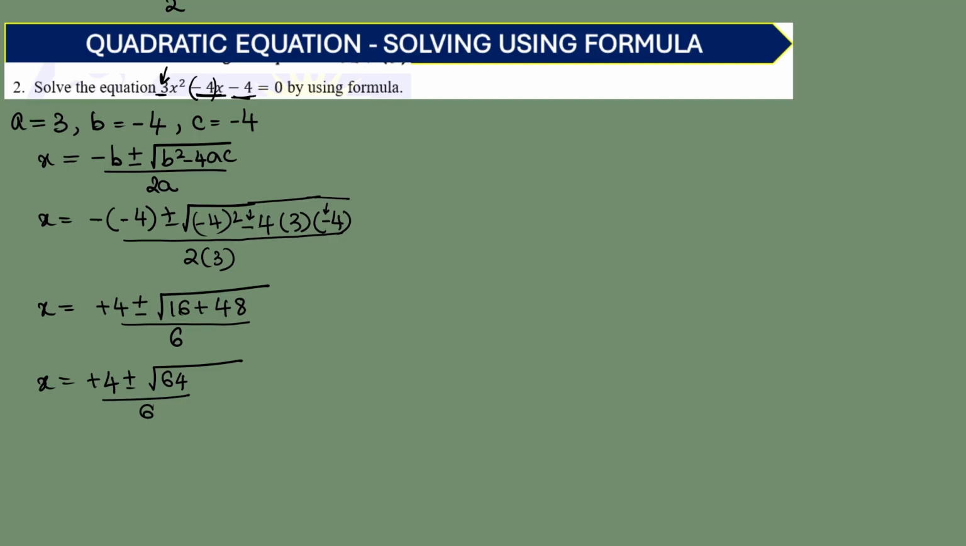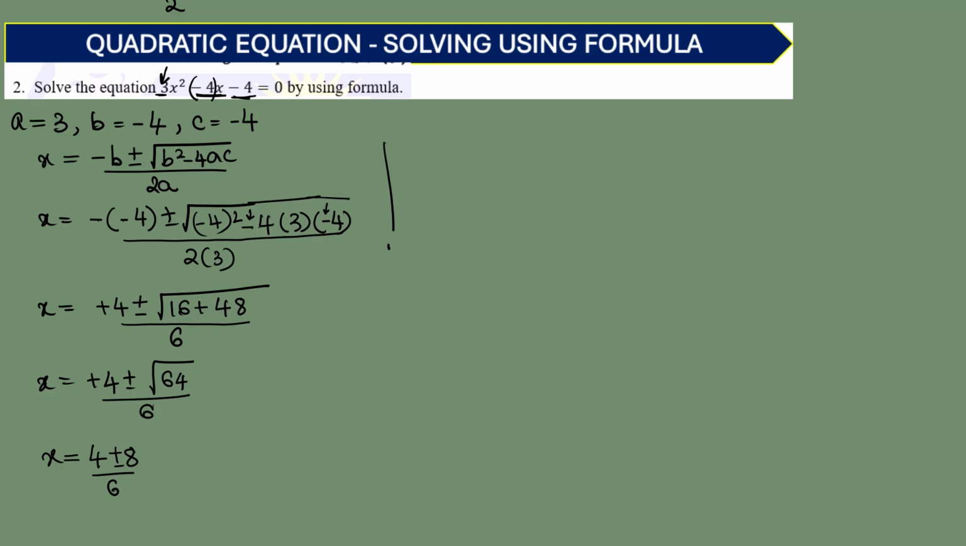We know 64 is a perfect square, isn't it? So we don't need to find the values by log table or by square root table in the log book. So x is equal to plus 4. We don't need to write plus either. 4 plus minus 8 upon 6.